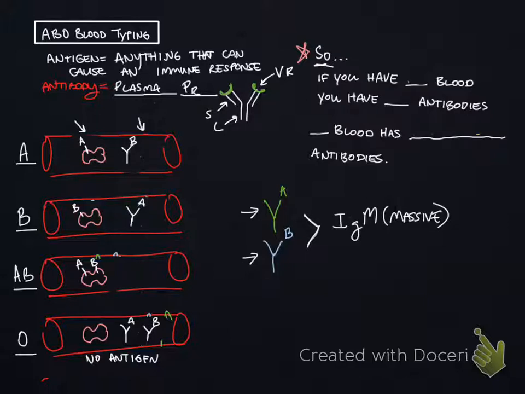All right, the antibodies are termed IgMs. These are immunoglobulins, they're proteins, and I remember this by M means massive. They're massive and they cannot pass the placenta. That's going to be important for the next thing. Now with the negative factor, that's the Rh antigen.